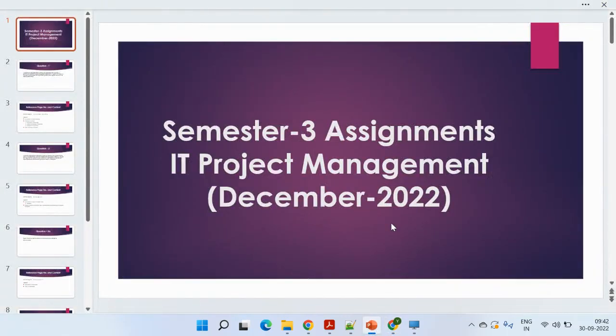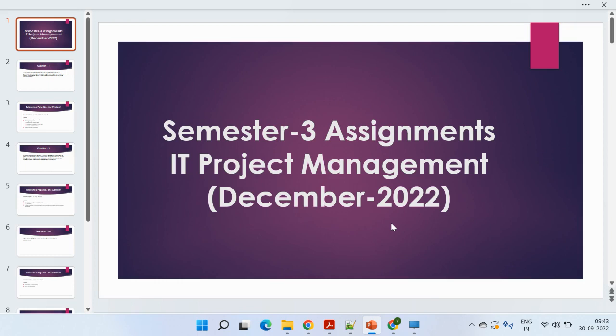Today we will talk about third semester assignments for the subject IT project management, for the December 2022 cycle. I think almost all of the students are pretty much aware of the stuff because you have already cleared and attempted, or maybe you have attempted, semester first and semester second.